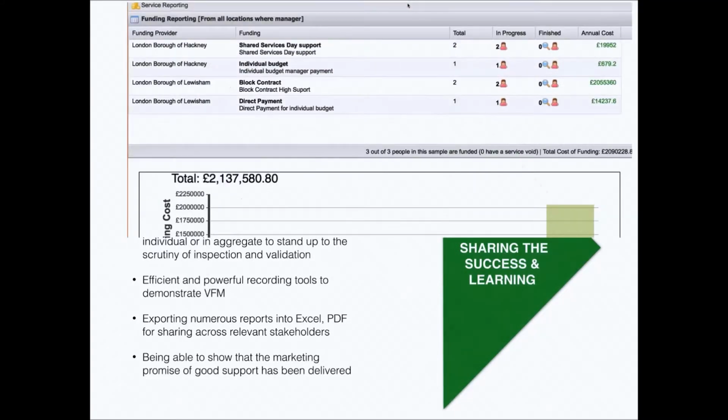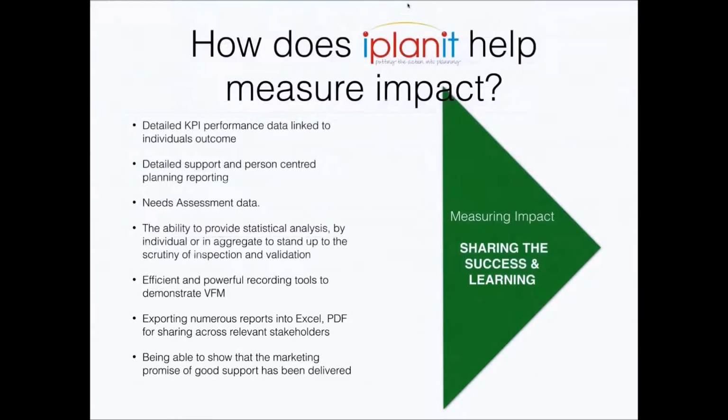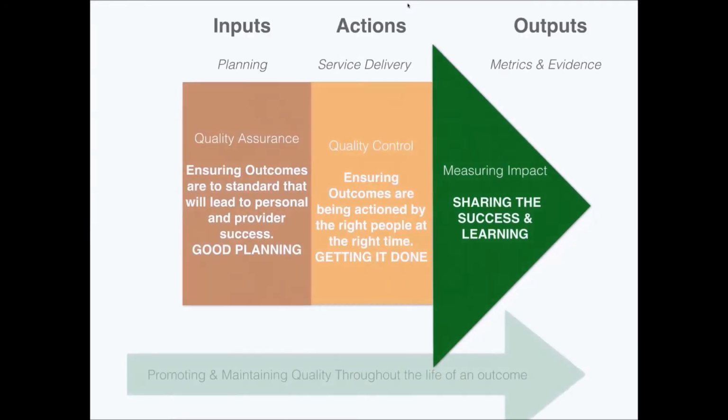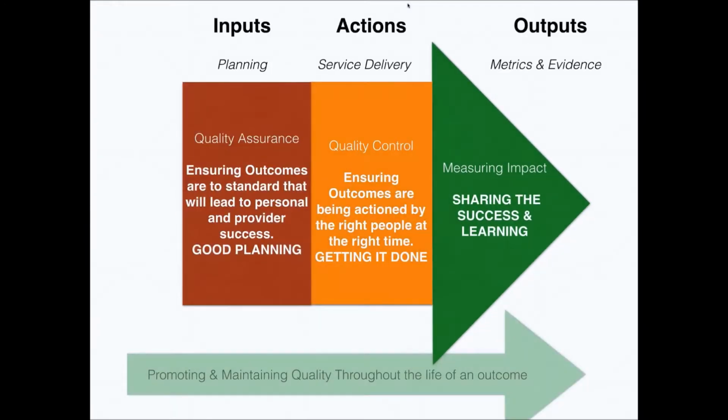And also the value for money. This is an extra module, but you can see, like, here's how the funding works, and then work backwards into how to demonstrate value for money against those budgets. And exporting numerous reports into Excel, so that's not all held on iplanit. You can pull it out and put that into different formats.